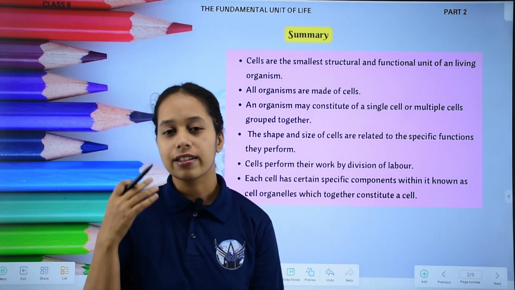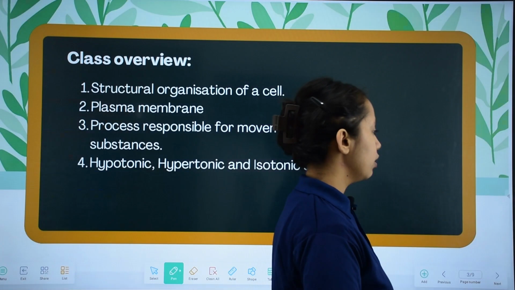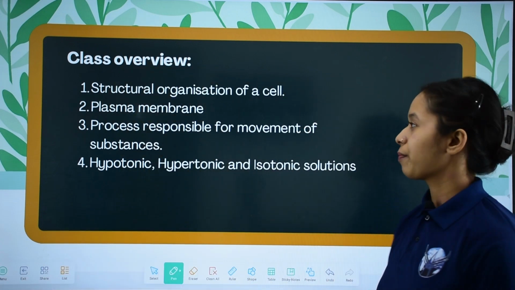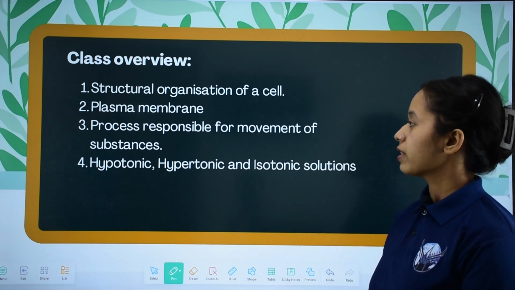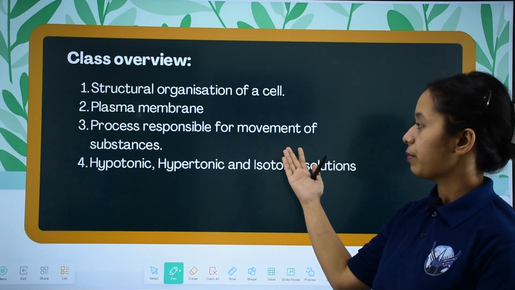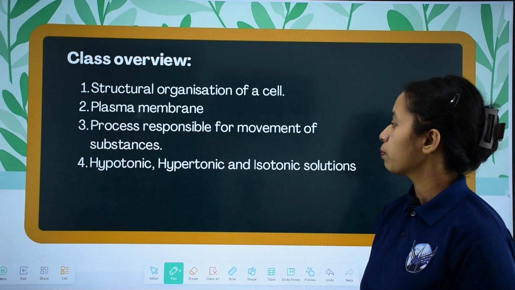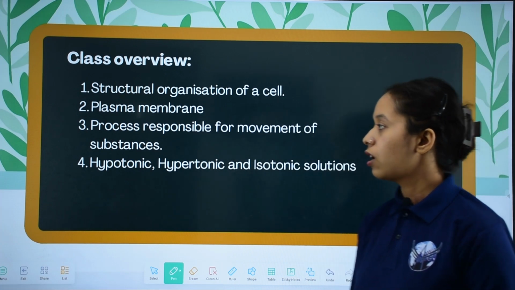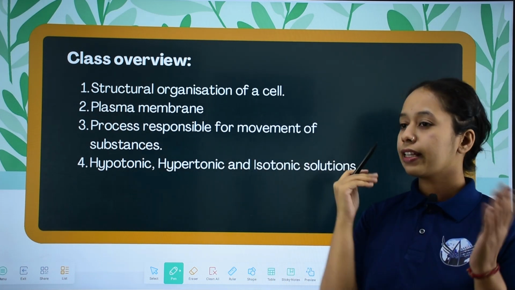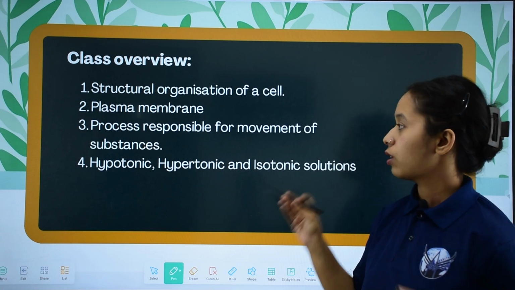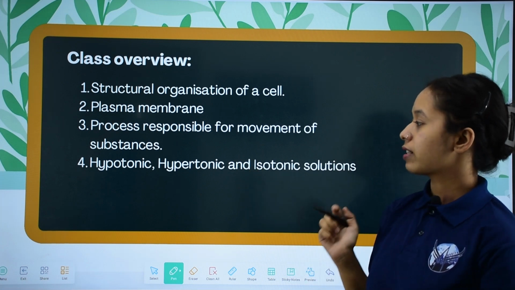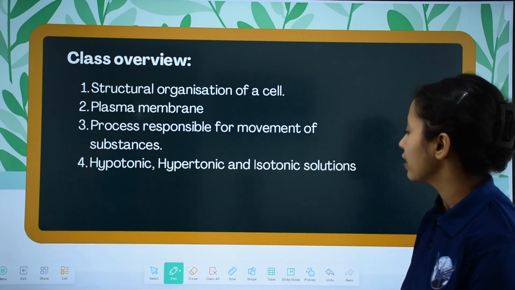Now what are we going to discuss in today's class? Let us look at the points we will be discussing. In today's class, we will be studying the structural organization of a cell. Then we have the plasma membrane. Then number 3, we have processes responsible for movement of substances in and out of a cell. And then lastly, we will be discussing hypotonic, hypertonic and isotonic solutions.